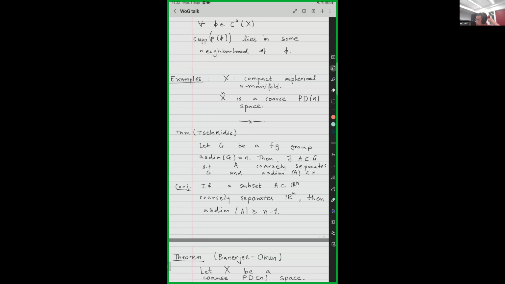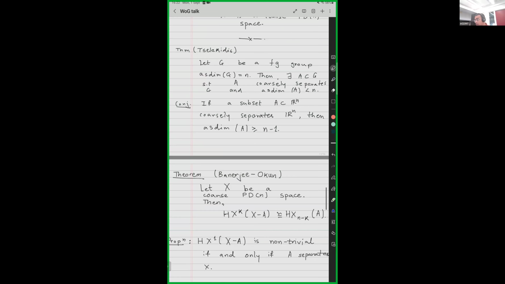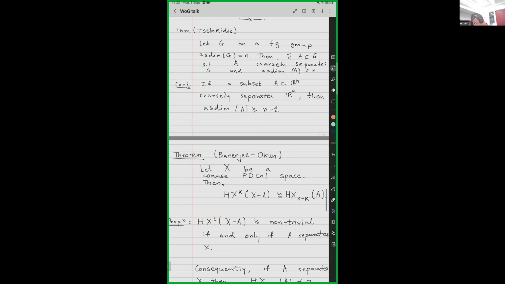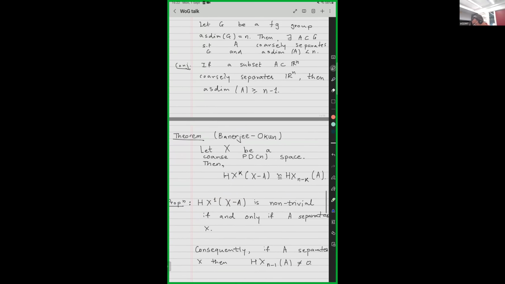And this is the motivation for me. This was what got me interested in this particular collection of ideas, right? So R^n is a coarse PDn space, so this is the right setting if you're thinking about R^n or H^n, the upper half space of dimension n.